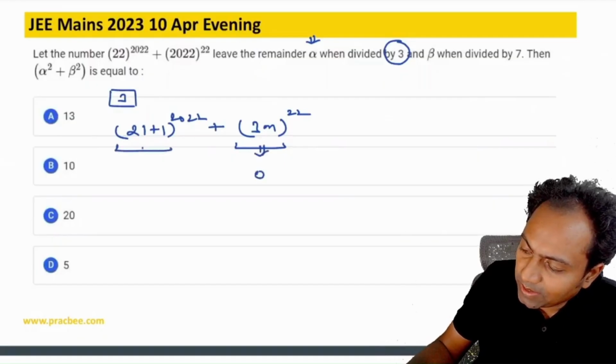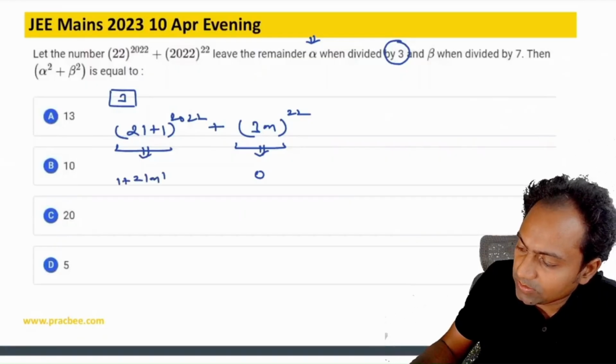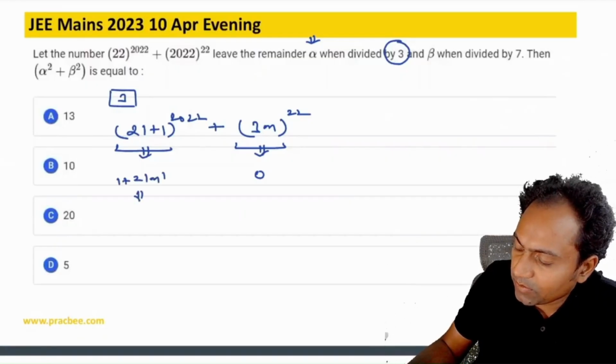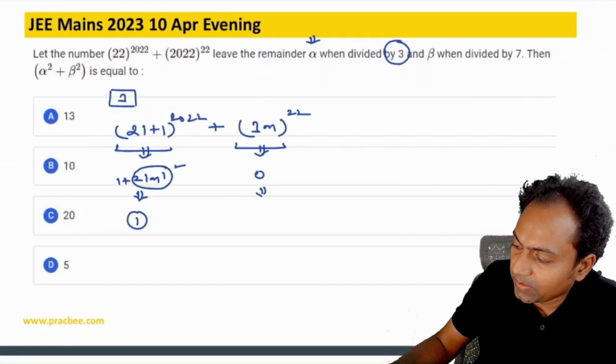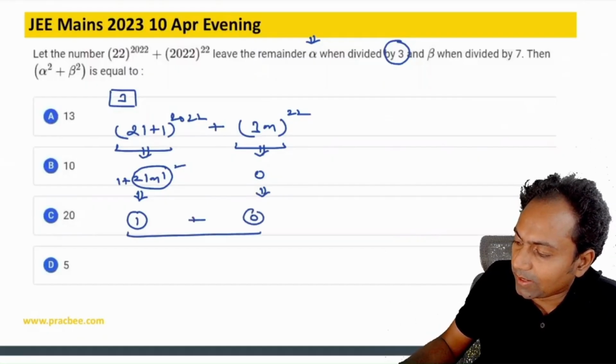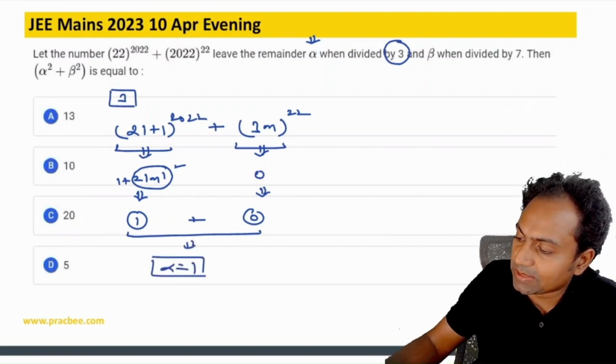And this, if I expand, I will be able to write this as 1 plus 21 times m dash. So you can see that from here also, this number is a multiple of 3. The remainder comes out to be 1. So from the first term the remainder is coming out to be 1, the second term 0. So the value of alpha after adding both of them is nothing but 1. This is the first part.